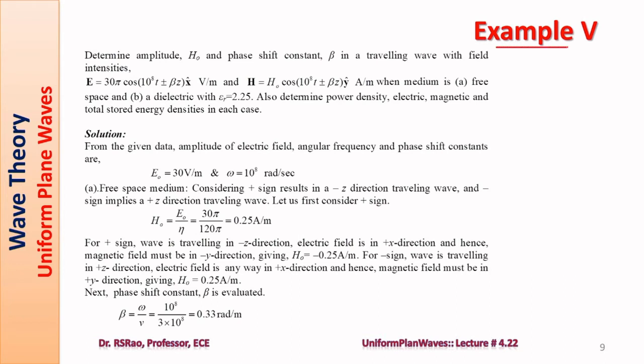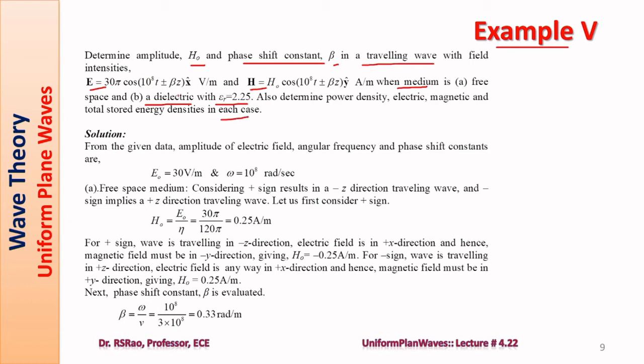Another problem, example 5. Determine amplitude H0 and phase shift constant beta in a traveling wave with the field intensities E and H given, when the medium is A. free space, B. dielectric with epsilon r equal to 2.5. Also determine power density, and electric, magnetic, and total stored energy densities in each case.